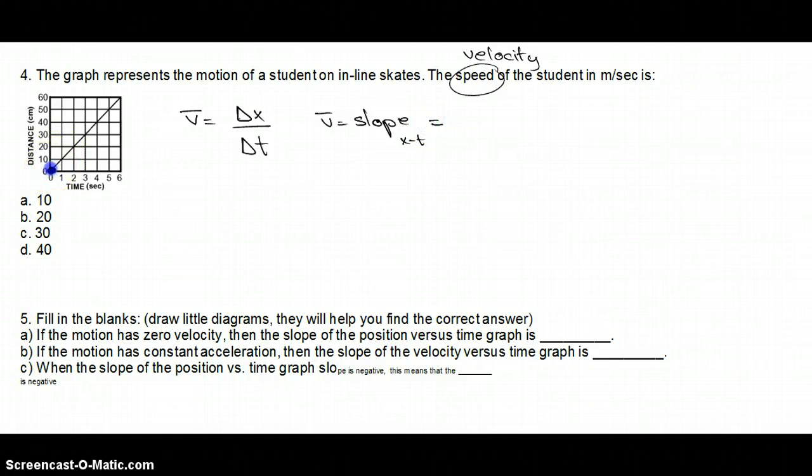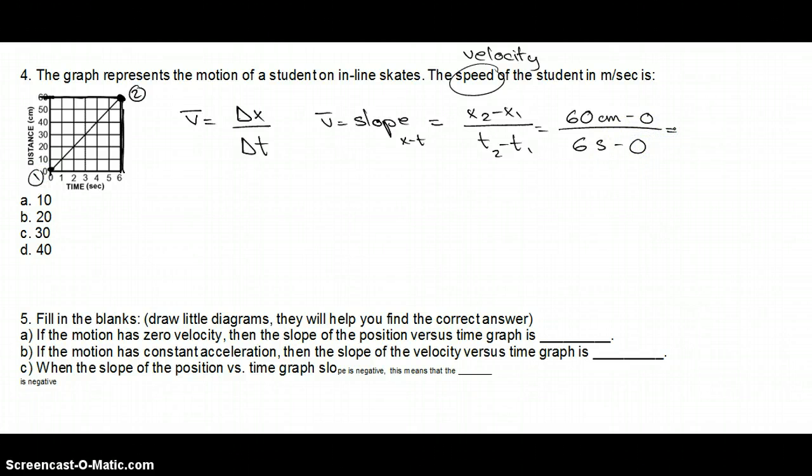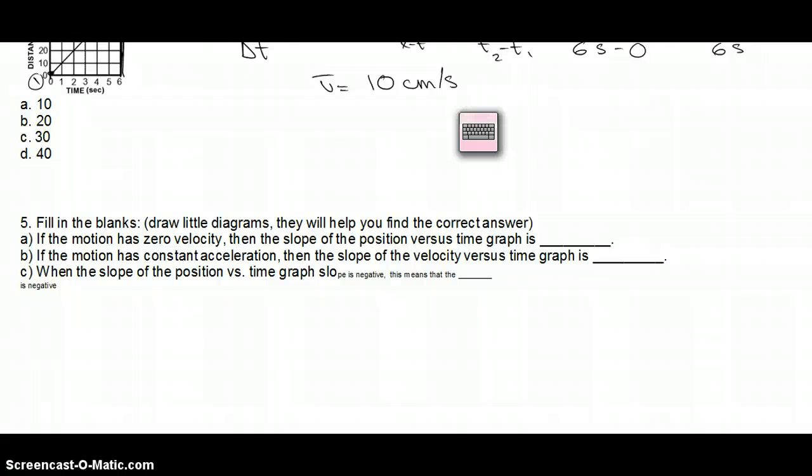Alright, so I pick 2 points. These are my 2 points. It will be x2 minus x1 over t2 minus t1. So my first point and my second point are here. My second point, x2, is 60 centimeters minus x1 is 0. T2 is 6 seconds and T1 is 0. So 60 centimeters over 6 seconds, velocity equals 10 centimeters per second. And finally, fill in the blanks.